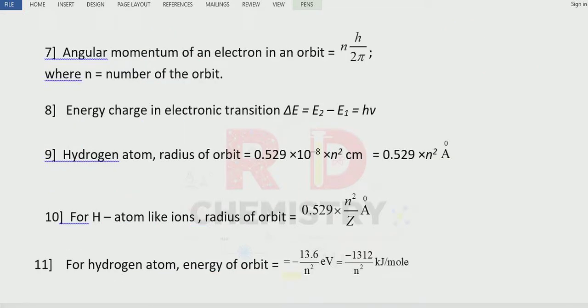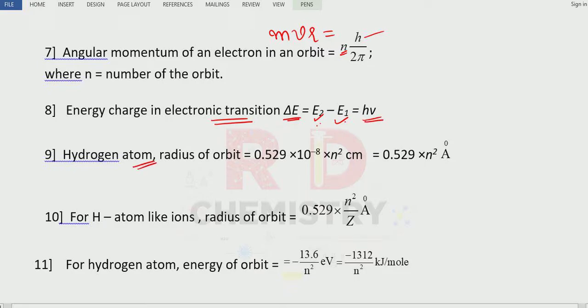We have some important formula list now. Angular momentum of the electron, mvr, is equal to nh divided by 2 pi. n is the shell number, 1, 2, 3, 4. h is the Planck's constant. Energy of the electron in the transition: the difference in energy between any two shells, E2 minus E1, is equal to h nu itself.